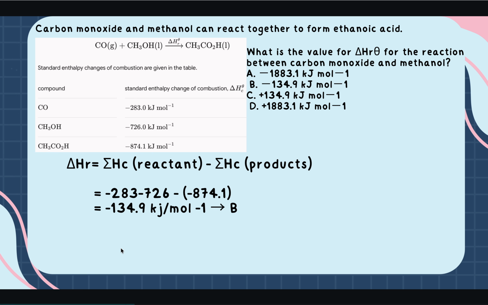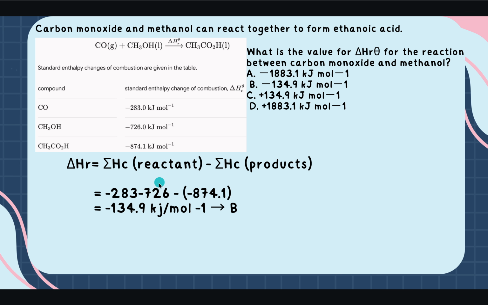Okay, jumping to the next question. Carbon monoxide and methanol can react together to form ethanoic acid. So this is the reaction. What is the value for delta H of reaction for the reaction between carbon monoxide and methanol? To solve this question, here is the general formula for delta H of reaction.